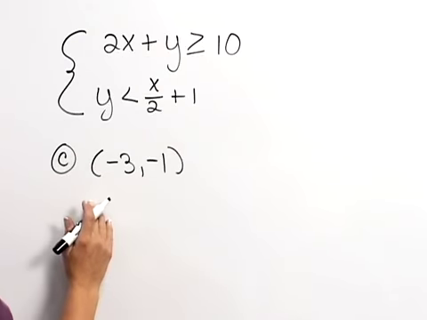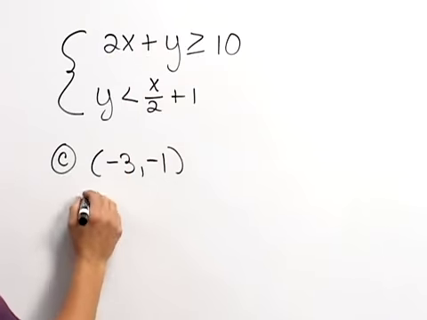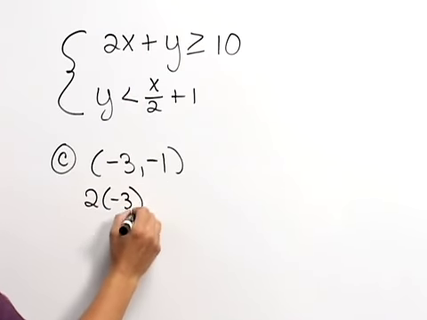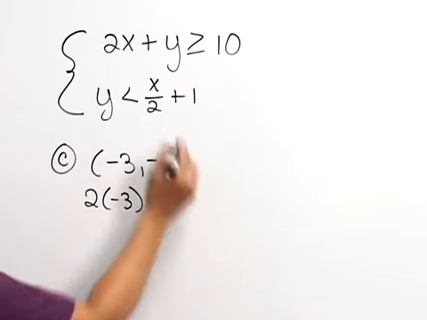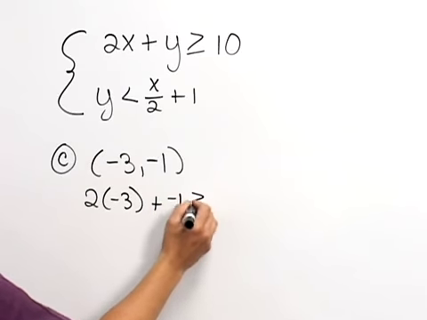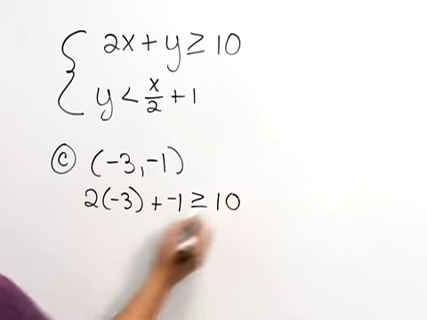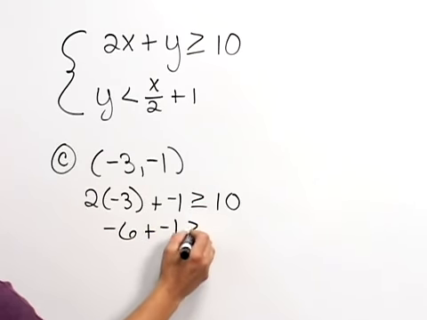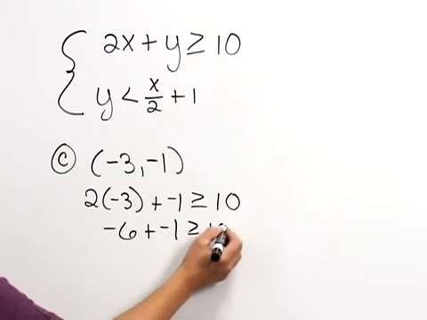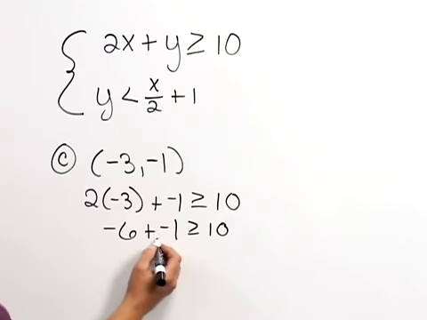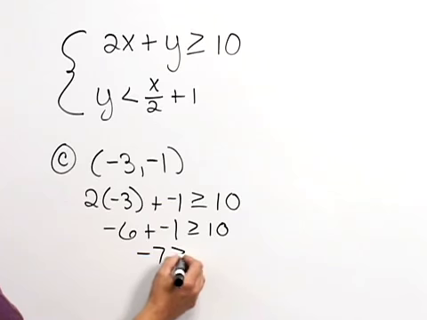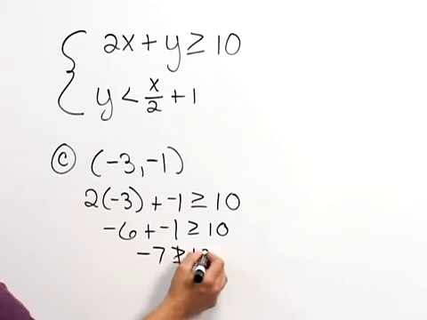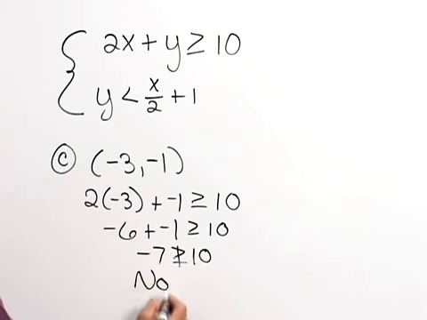For part C, we're going to check the point (-3, -1). Let's start with our first inequality here. Replacing the x with negative 3, we get 2 times negative 3, plus, we'll replace the y with negative 1, and we want that to be greater than or equal to 10. We'll multiply in here, we get negative 6 plus negative 1, and we want to check that and see if it's greater than or equal to 10. When you combine those, you get negative 7, and that is not greater than or equal to 10. So we would say that no, (-3, -1) is not a solution of this system of inequalities.